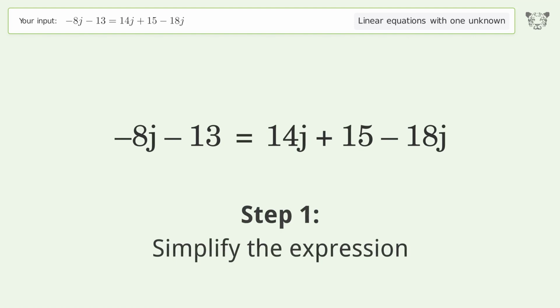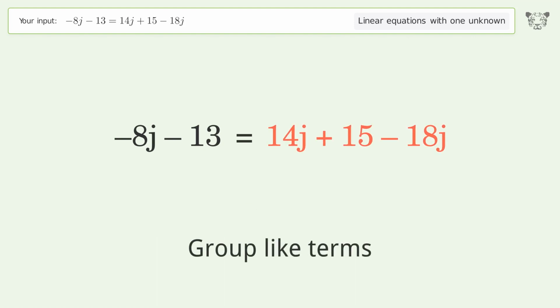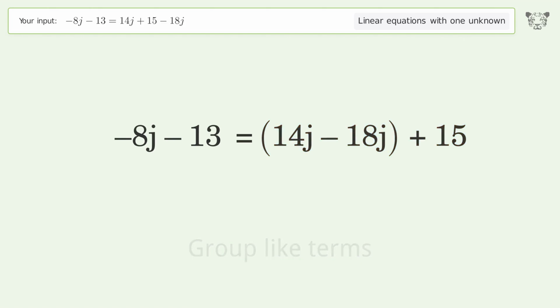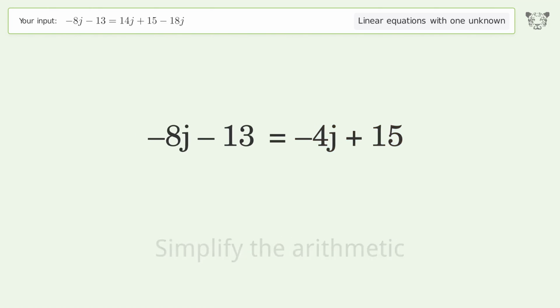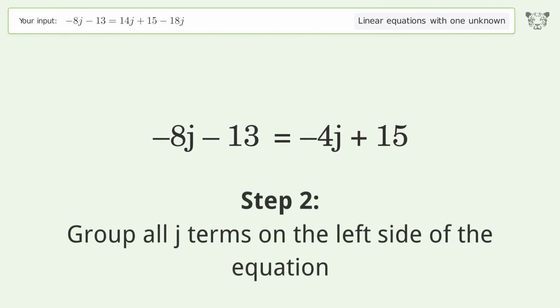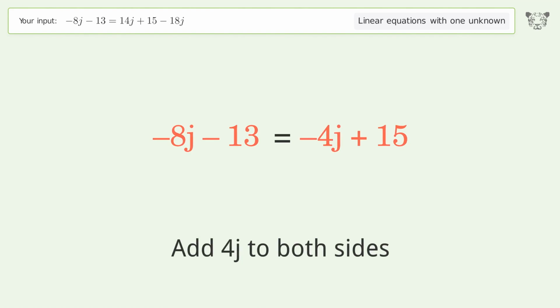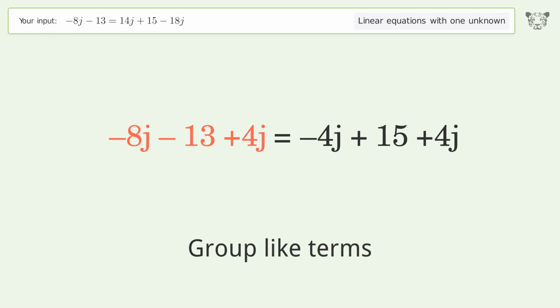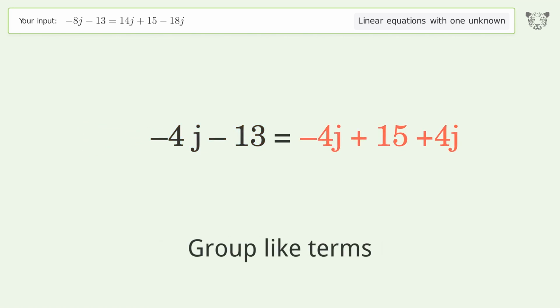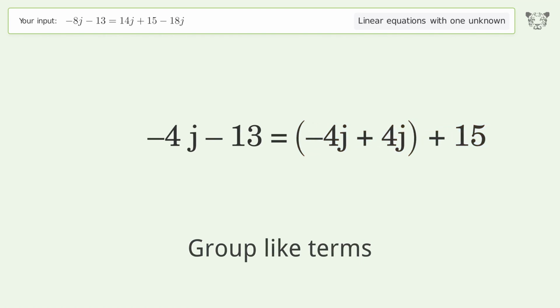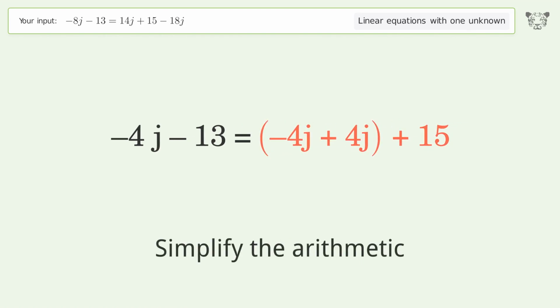Simplify the expression. Group like terms. Simplify the arithmetic. Group all j terms on the left side of the equation. Add 4j to both sides. Group like terms. Simplify the arithmetic. Group like terms. Simplify the arithmetic.